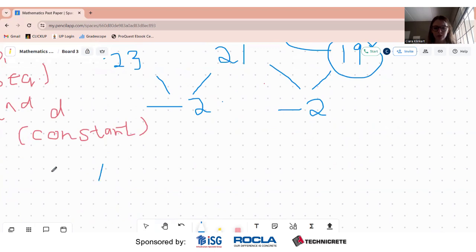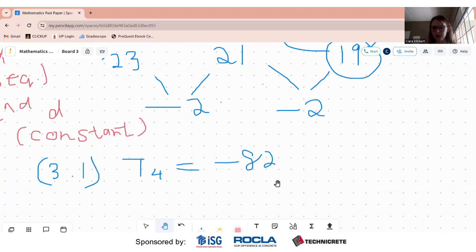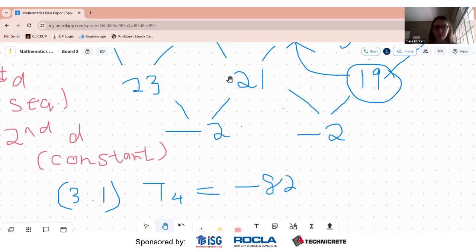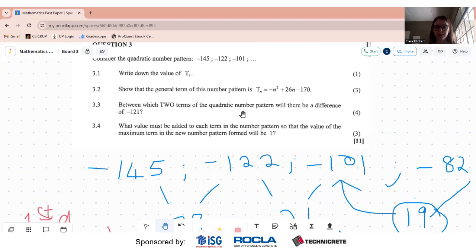So this is question 3.1. And I must say that T4 is equal to minus 82. Let's just go check that that's right. Minus 82. Great. So now, the next question says, show that the general term of the number pattern Tn is equal to negative n squared plus 26n minus 70.